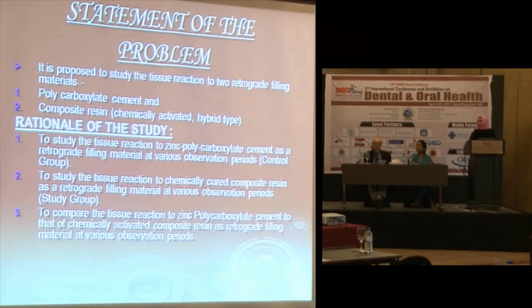In this statement of the problem, it is proposed to study the tissue reaction to two retrograde filling materials, polycarboxylate and chemically activated composite resin. First, to study the tissue reaction to zinc polycarboxylate cement as a retrograde filling material at various observation periods. This was the control group. Second, to study the tissue reaction to chemically cured composite resin at various observation periods. This was the study group. And then to compare the tissue reaction to zinc polycarboxylate cement to that of chemically activated composite resin at various observation periods.